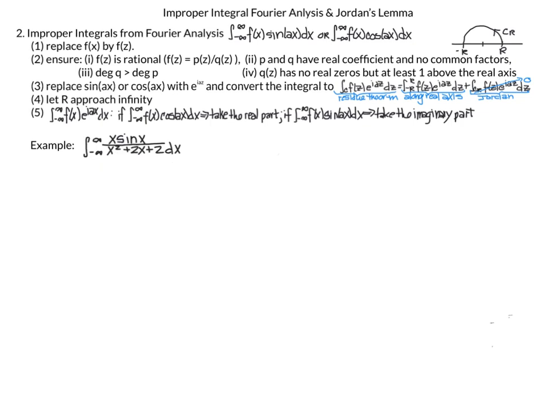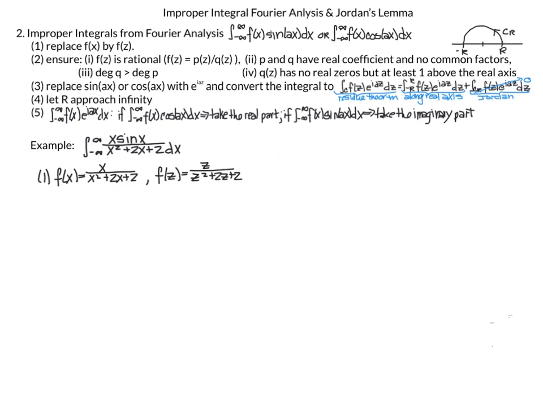Because that went so well, we'll do another one. So we have this improper integral from negative infinity to infinity of x sine of x over x squared plus 2x plus 2 dx. And the first thing to do is to replace f of x by f of z and also define our p of z and q of z. And here I have my f of x.